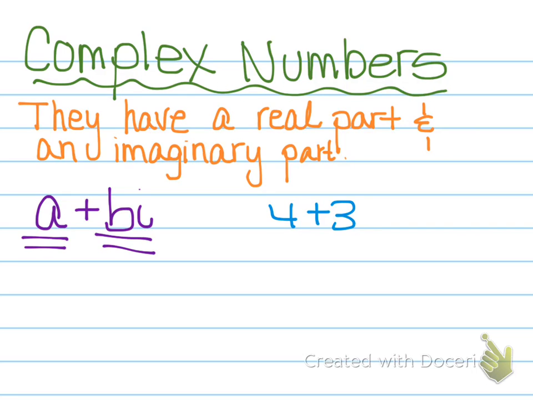4 plus 3i. So 4 is the real part and 3i is the imaginary part. Or you could have 6 minus 2i, where 6 was the real part, 2 was the imaginary part. If I just had 7i, then that means that the real part's 0 and my imaginary part is 7. It's also important to know that the real part comes first. That proper form is that you have the real part and then plus or minus the imaginary part.